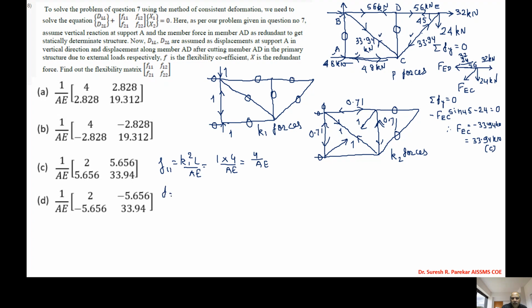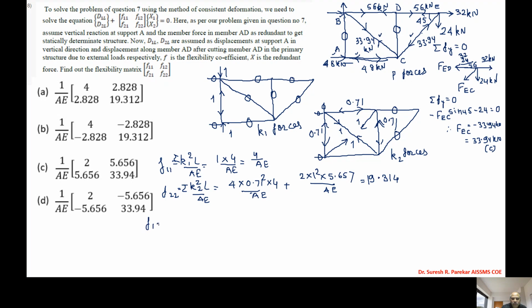Now we have F22 equal to summation K2 square L upon AE. Here also we have 4 members, same. So 4 into 0.71 square L, we have same, and the value of L we have is 4 upon AE, plus we have 2 diagonals. 2 into 1 square L of diagonal, that is 5.657 upon AE. And this will give us the value 19.31, or we can say 19.314.